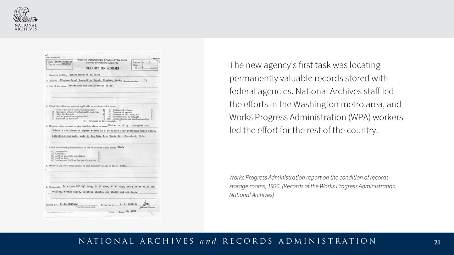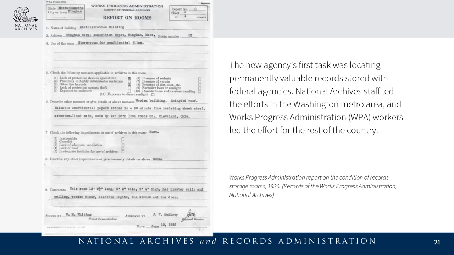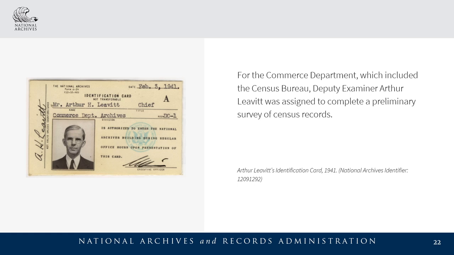So staff conducted these preliminary surveys, which are basically forms they filled out to determine the conditions of the record storage, if records were permanently valuable, and if they should be sent to the National Archives building in Washington, D.C. This image here is one of the forms that the WPA staff used while surveying records. National Archives staff who conducted the surveys were known as deputy examiners.